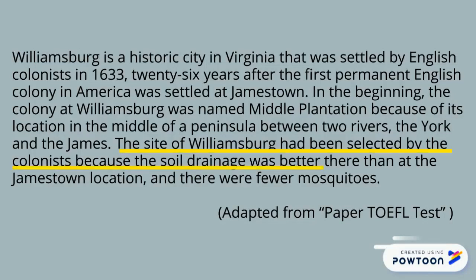The first answer is not correct because William Byrd was in America rather than England. The second answer is not correct because William Byrd was located close to two rivers. And the third answer is incorrect because there were fewer mosquitoes. It is stated in the passage that the soil drained well. So the last answer is the best answer.